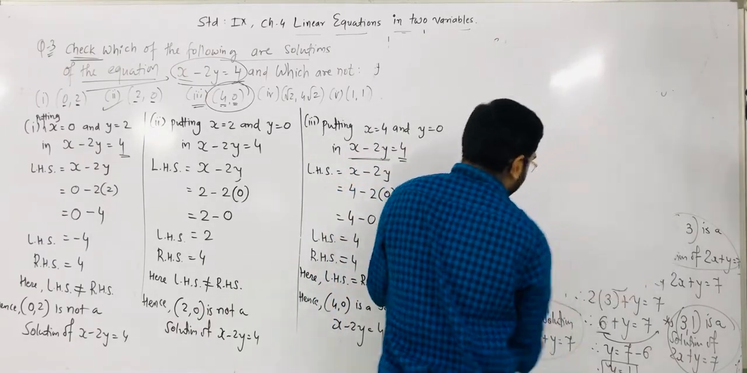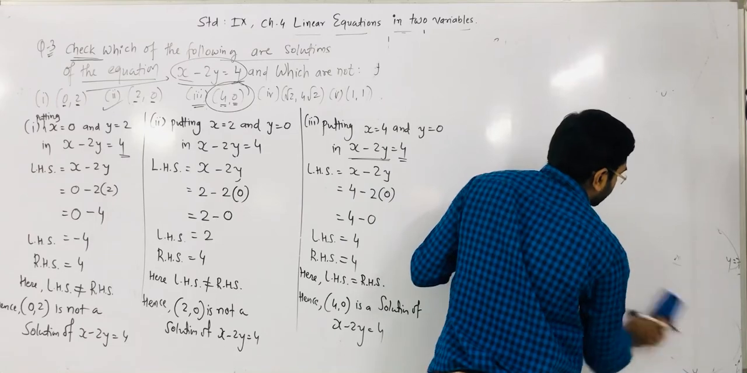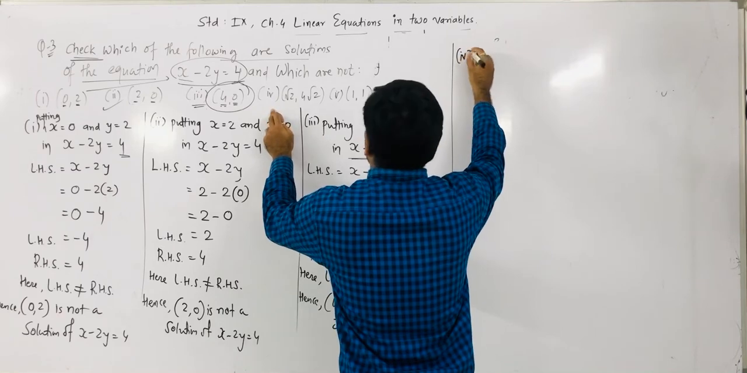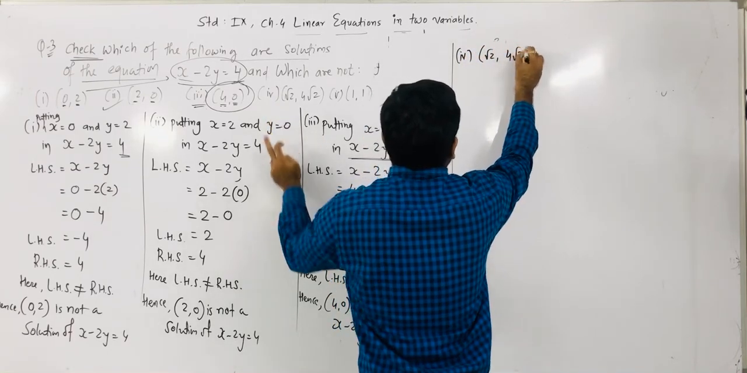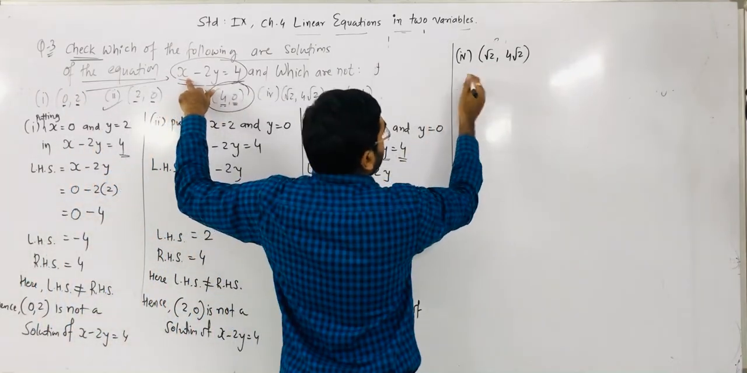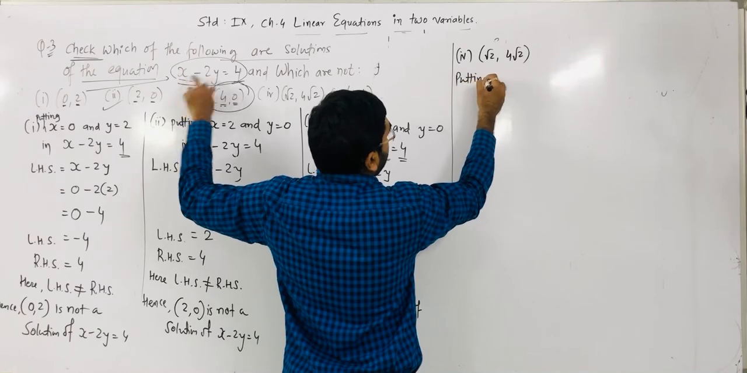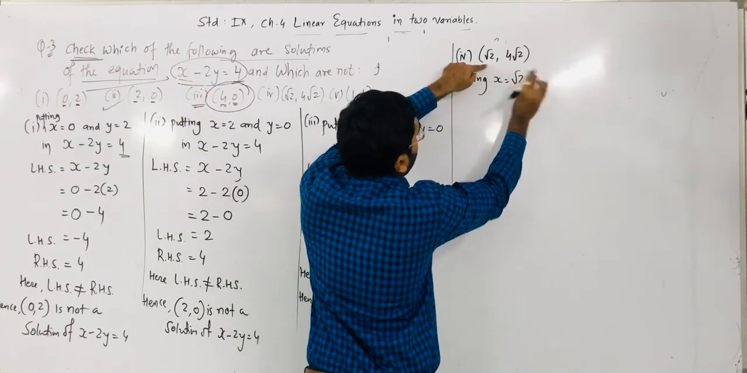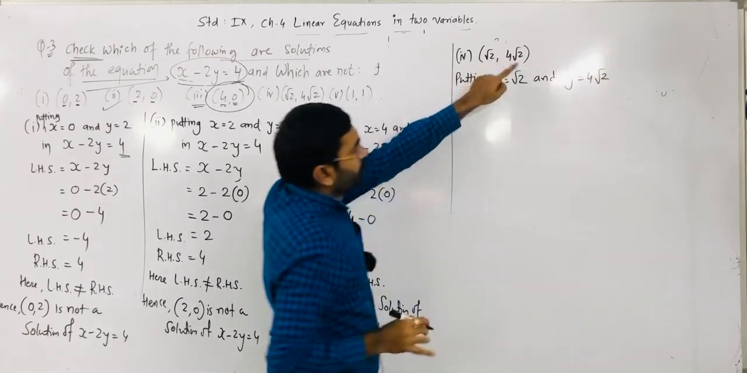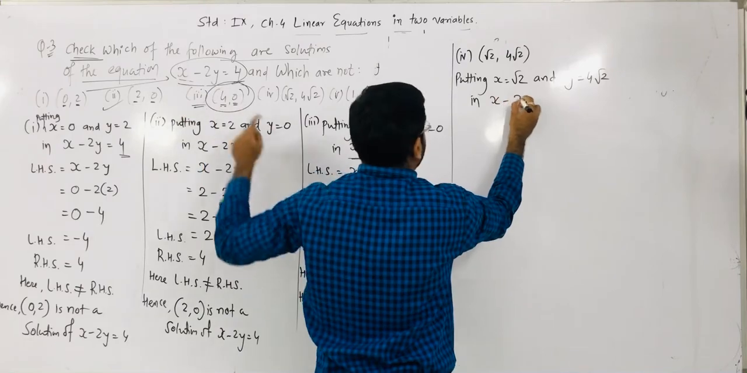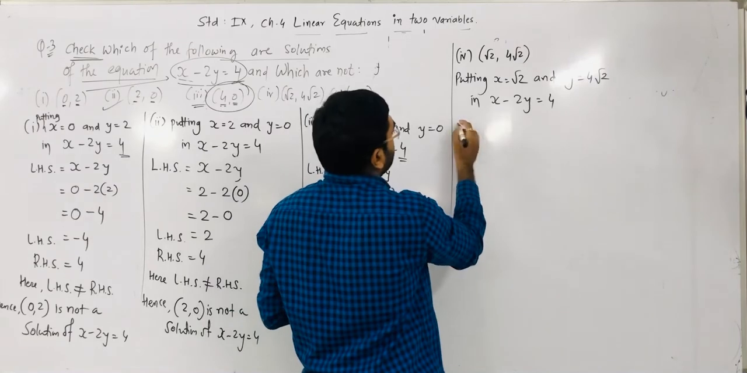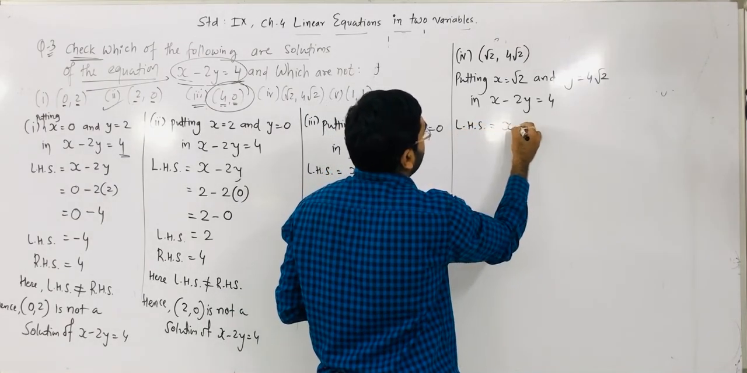In the 4th one, an equation number is given, so right now we solve that one. See the 4th one: root 2 and 4 root 2 is given. They say to check whether this is the solution of that equation. So from the given solution, we have to put x is equal to root 2 and y is equal to 4 root 2 in the given equation, x minus 2y is equal to 4. Now we have to take the equation's left hand side, in which we have to put the x and y values.